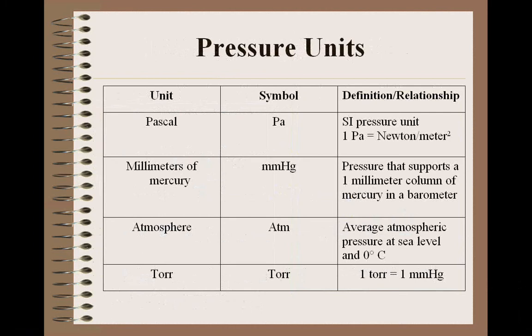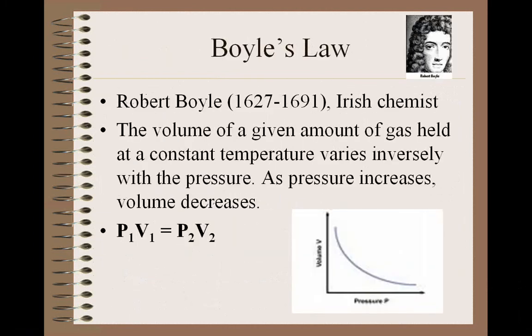Alright, so now that we've introduced gas laws, the first gas law we're going to talk about is Boyle's Law. Robert Boyle, who lived from 1627 to 1691, was an Irish chemist, and he discovered that the volume of a given amount of gas that stays at a constant temperature varies inversely with the pressure. So, as pressure increases, volume decreases. And there's the demonstration of Boyle's Law there. Pressure 1 and volume 1 is equal to pressure 2 and volume 2.